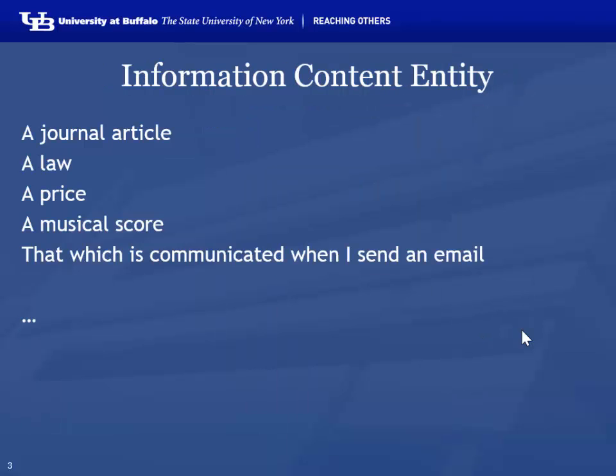Now, the central term in the Information Artifact Ontology is Information Content Entity, ICE. And information content entities are things like journal articles, but also a price that you see in a price list, or a musical score, or a particular quaver in a musical score. All of these are examples of information content entities. When we send an email, what is common to the thing we see on our screen and the thing that our recipient sees on their screen is an information content entity.